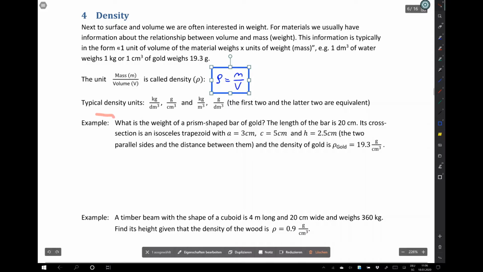Now have a look at the first example. Try to solve it on your own and then look at what I did. So stop the film now.